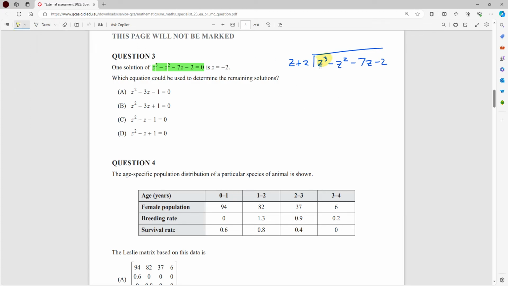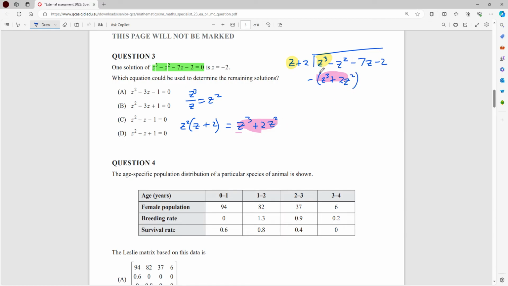So this term divided by this term, that's going to give you z squared. So z cubed on z gives you z squared, and then you multiply the z squared by this thing here. So z squared times z plus 2. This is going to give you z cubed plus 2z squared, my mistake, z squared. Then we chuck this bit underneath here and we subtract it.